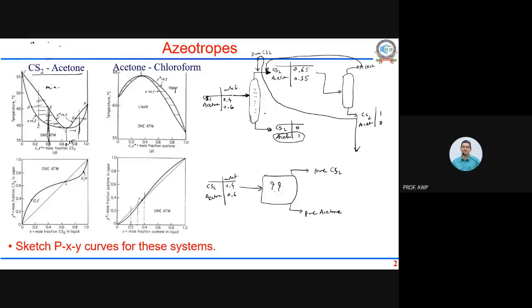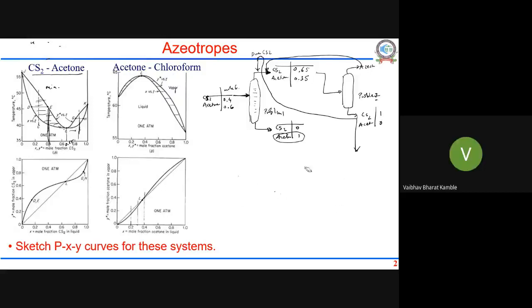This was problem 1, and this is problem 2. How many people say this is a good idea? How many people say this is a bad idea? Sir, this will require a large amount of trays and reflux ratio. No, I have thought infinite reflux and infinite trays. Whether it is a good idea or bad idea. Yes, sir, that can be a good idea.